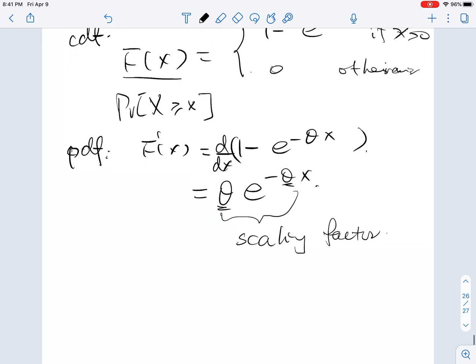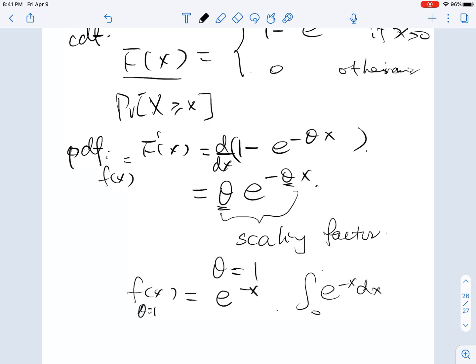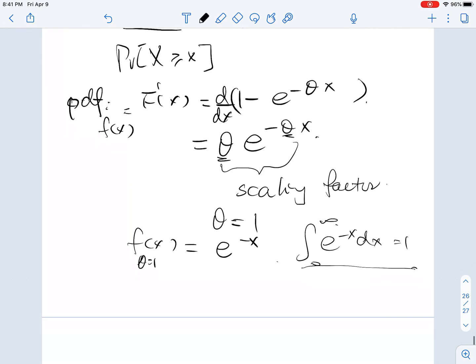To get the intuition, usually you memorize the standard setting, theta equal to 1. Then f(x) has this very nice form, e to the negative x. If you do the integration of e to the negative x dx from 0 to infinity, you get 1. So this is very nice.